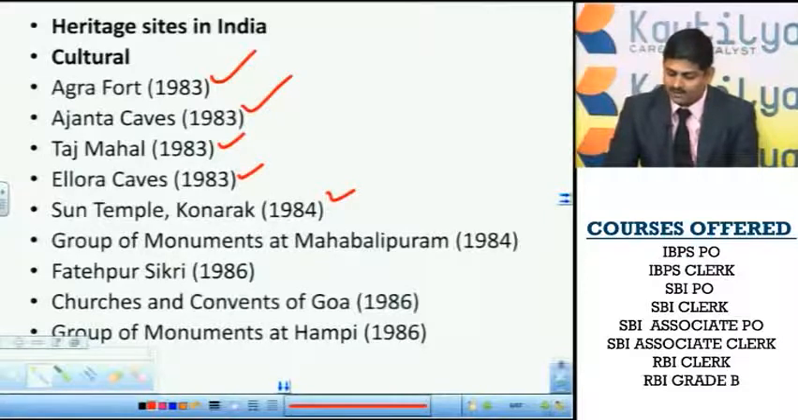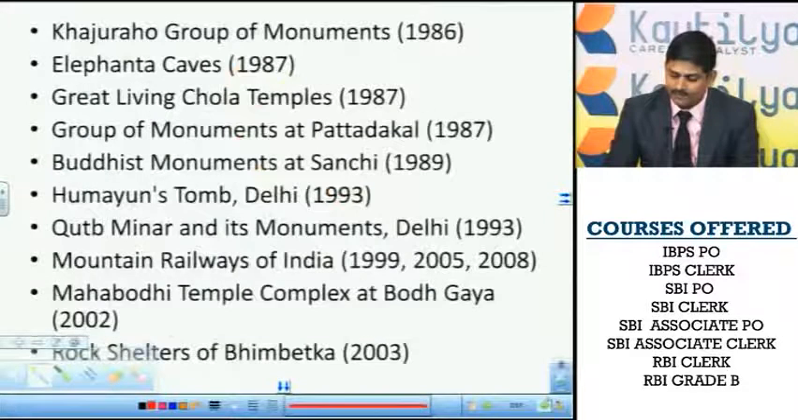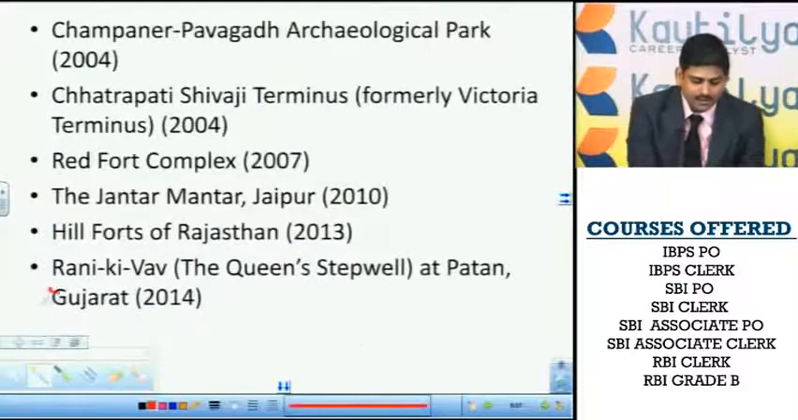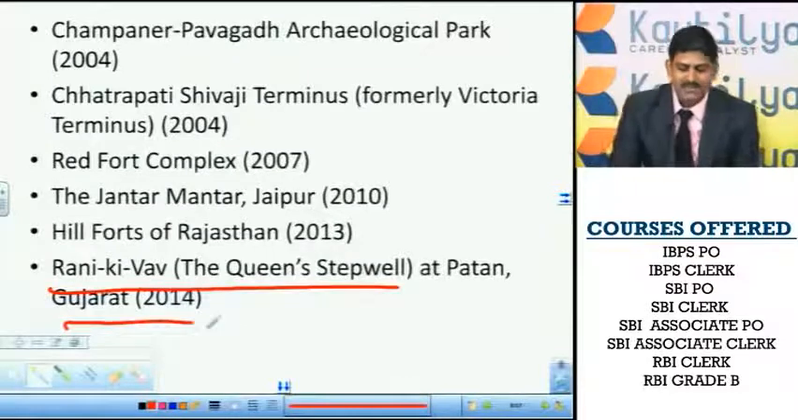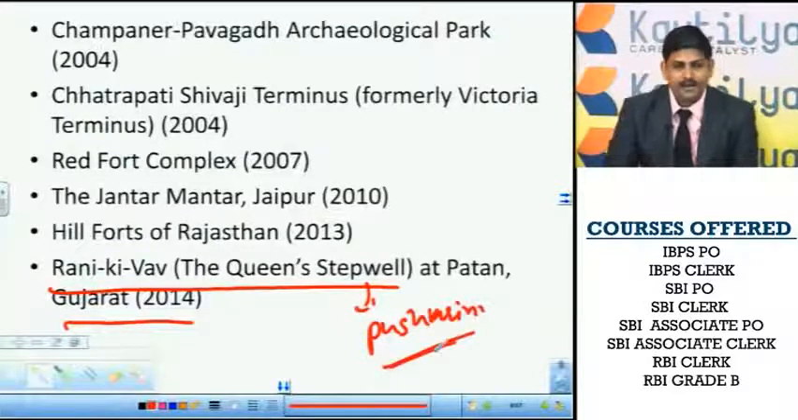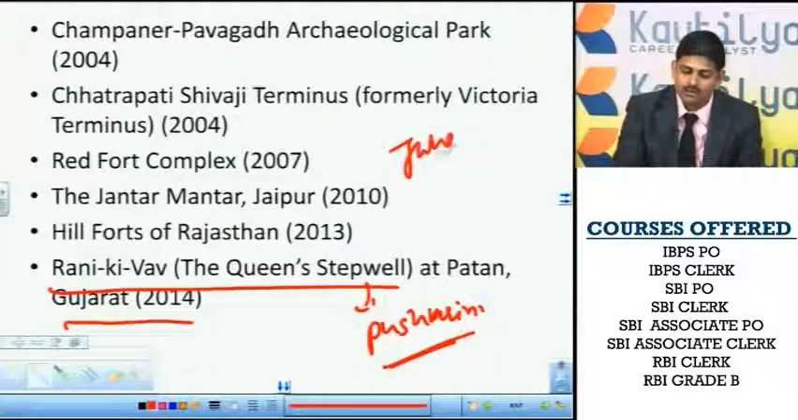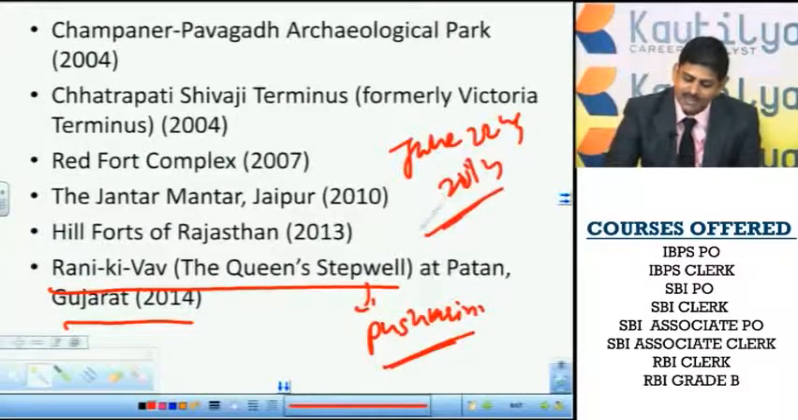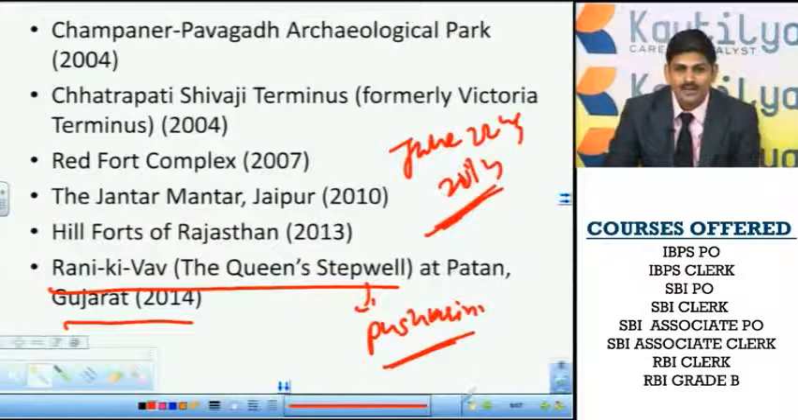The latest one selected by this organization is in Gujarat: Rani Ki Vav, the Queen's Stepwell. Stepwell in the local language means Pushkarini. It is the latest one. It was selected on June 22nd, 2014. This is the latest site recognized by UNESCO in India.